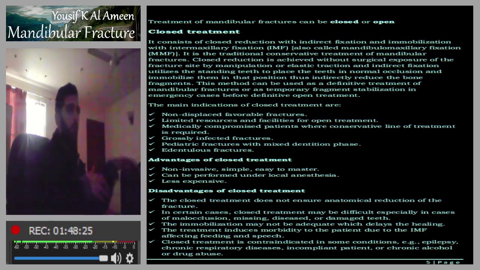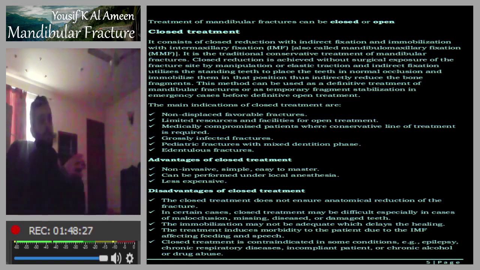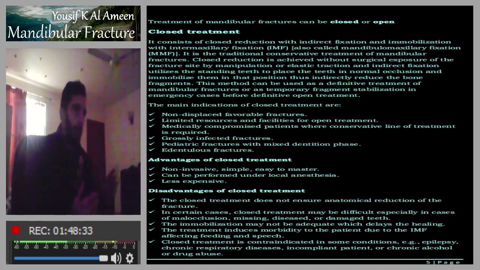Advantages of closed treatment. What are the advantages of closed treatment? Non-invasive, simple, easy to master, can be performed under local anesthesia, less expensive. Three advantages: non-invasive, can be performed under local anesthesia, and less expensive.